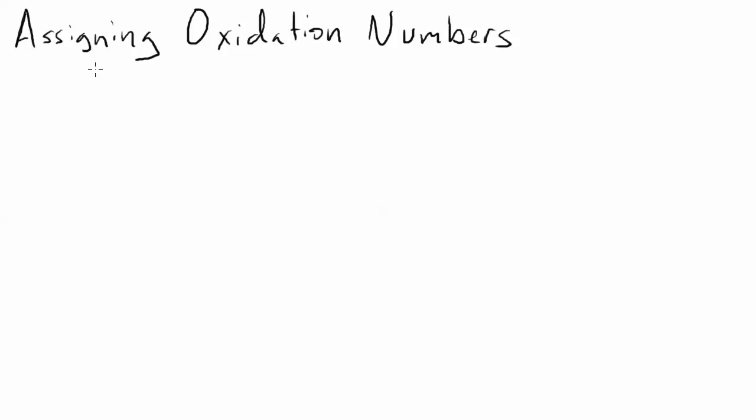So let's get started. We're going to start with the first rule, and that is that the oxidation number for an atom in its elemental form is always 0.